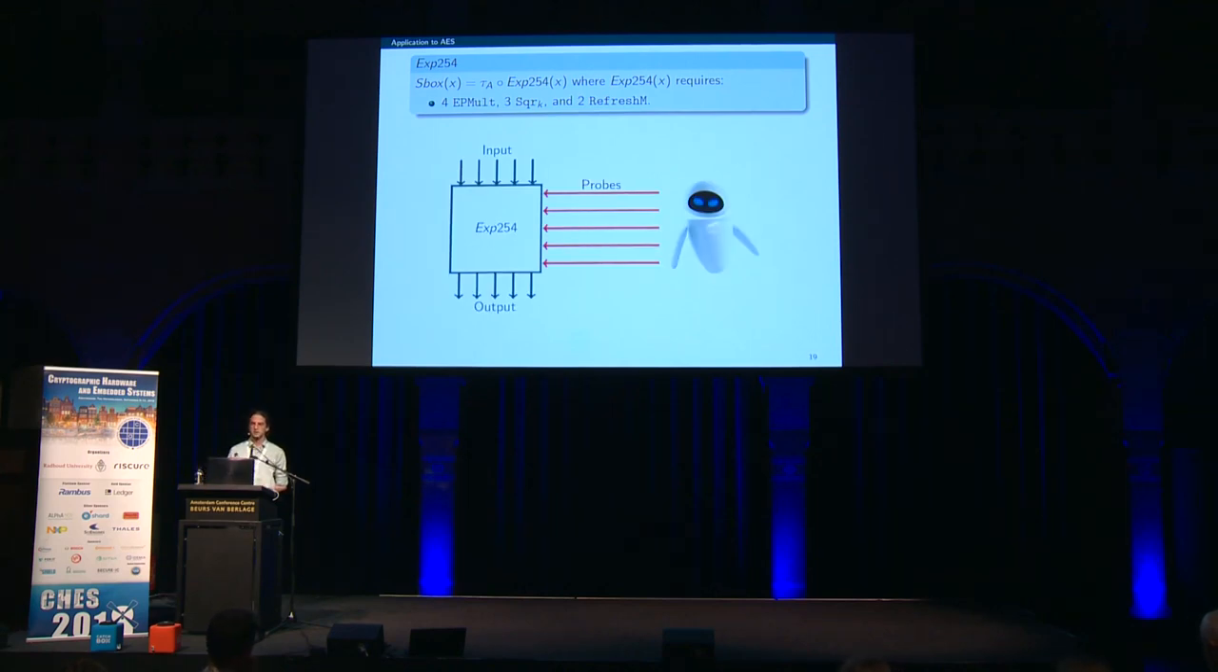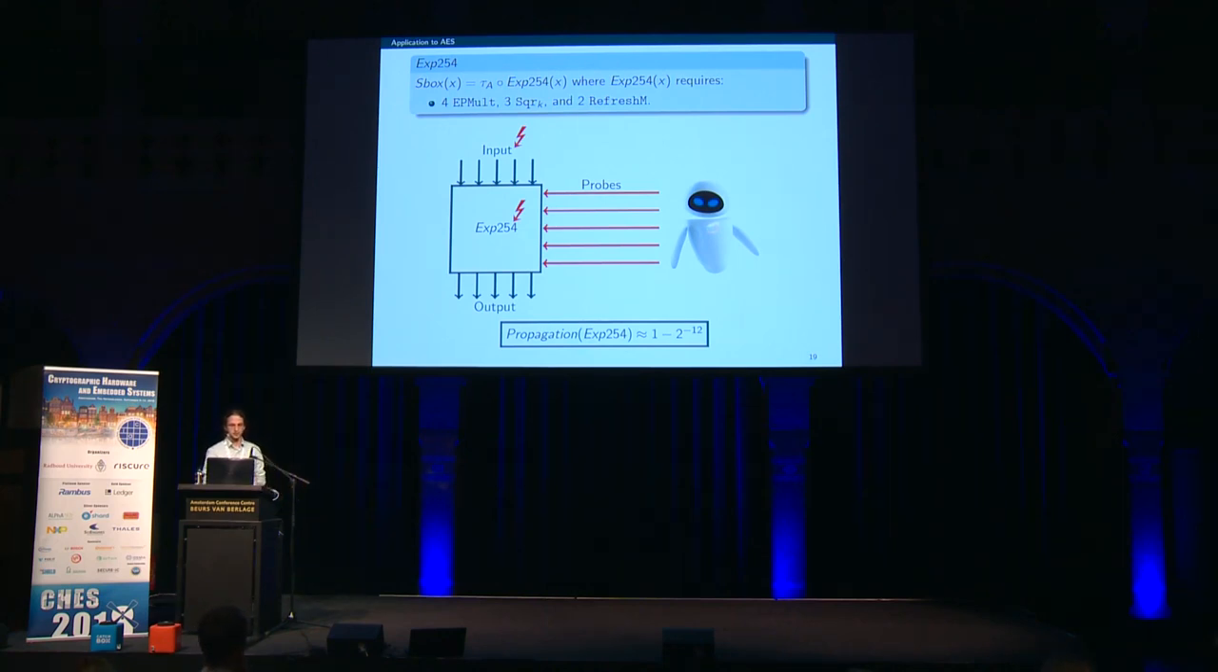So what can Eve do right now? Eve can, using t-probes, get the intermediate variables. But since we prove that our scheme is secure in the TSNI notion, we can say that these probes will bring no information to Eve. And secondly, she can inject some faults into the input or within the algorithm itself.